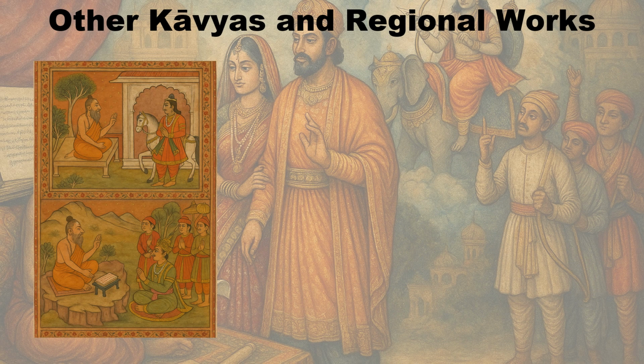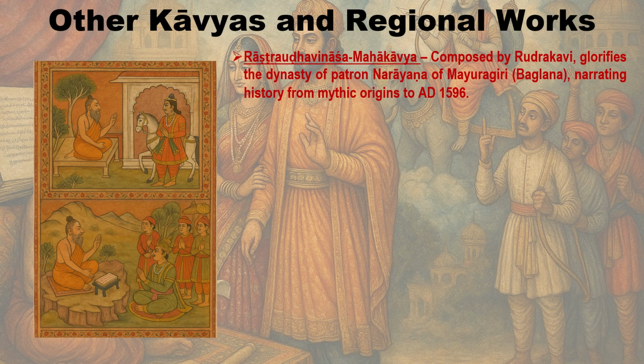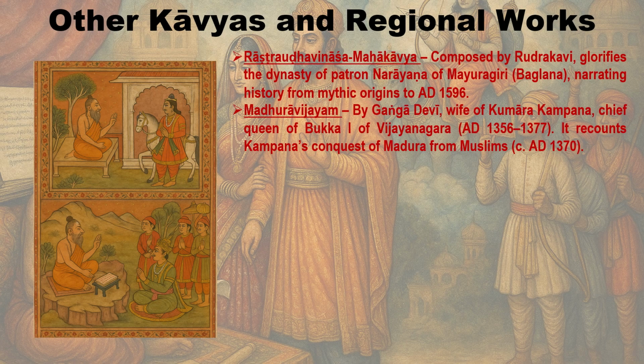Other kavyas and regional works. Rashtraudha Vinasha Mahakavya, composed by Rudrakavi, glorifies the dynasty of patron Narayana of Mayuragiri, Baglana, narrating history from mythic origins to AD 1596. Madhura Vijayam by Ganga Devi, wife of Kumara Kampana, chief queen of Bukka I of Vijayanagara. It recounts Kampana's conquest of Madura from Muslims.